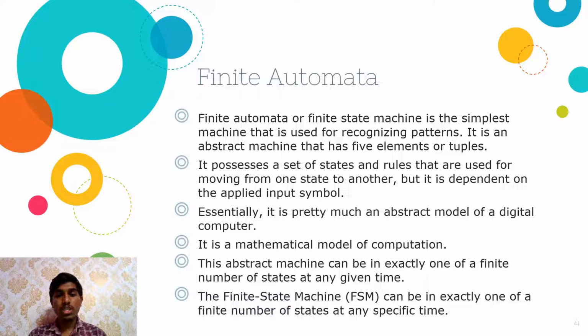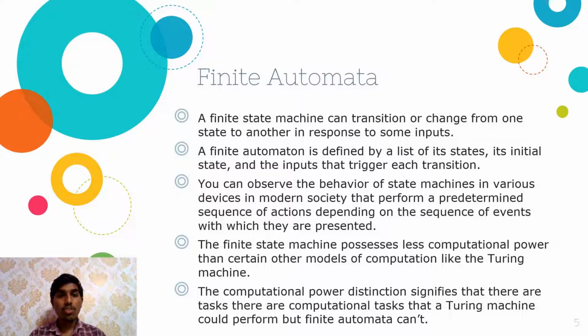This abstract machine can be in exactly one of a finite number of states at any given time. The finite state machine, FSM, can transition or change from one state to another in response to some inputs. A finite automaton is defined by a list of its states, its initial state, and the inputs that trigger each transition. You can observe the behavior of state machines in various devices in modern society that perform a predetermined sequence of actions depending on the sequence of events with which they are presented.